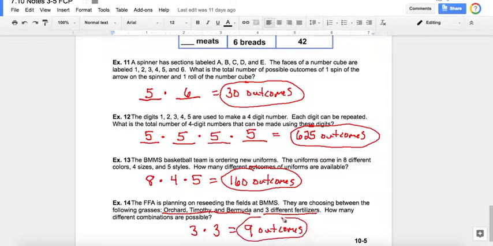So to recap what we did here, the fundamental counting principle multiplies the different events together. And this is a much easier way to figure out the different outcomes rather than making a tree diagram. Because making a tree diagram for 625 outcomes is going to be very time consuming.